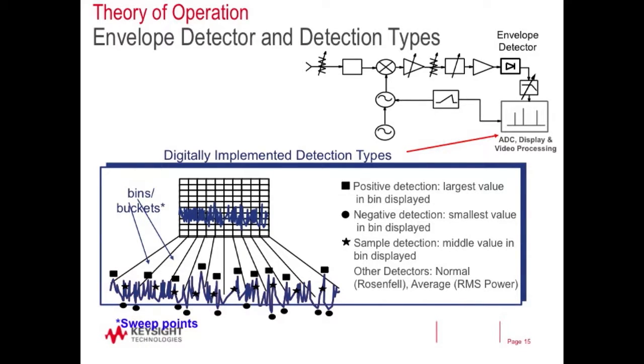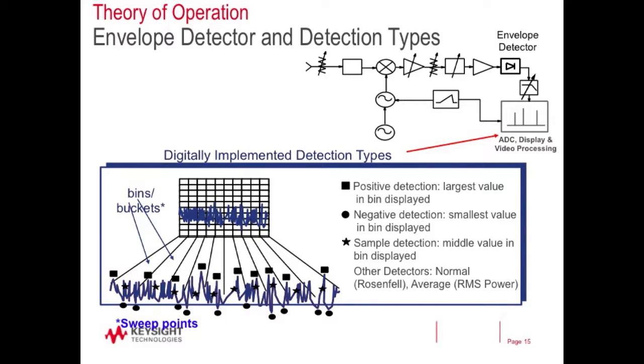What you can think of it as is we're really taking 1,001 bins or 1,001 buckets. In each bucket, you have several time domain points that are being processed. Let's say it's 10 points per bin. Depending on the detector that you choose, we will pick out a point out of that bin that corresponds to whatever that detection algorithm is. If you choose a peak detector or a positive detector, we will look at those 10 data points within that bin, and we will only display the one with the maximum value, okay? That's called peak detection.